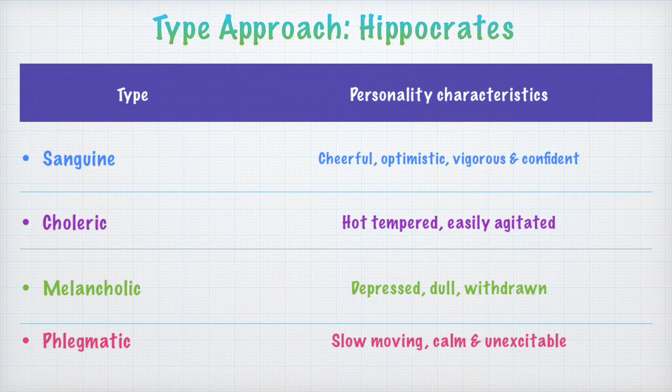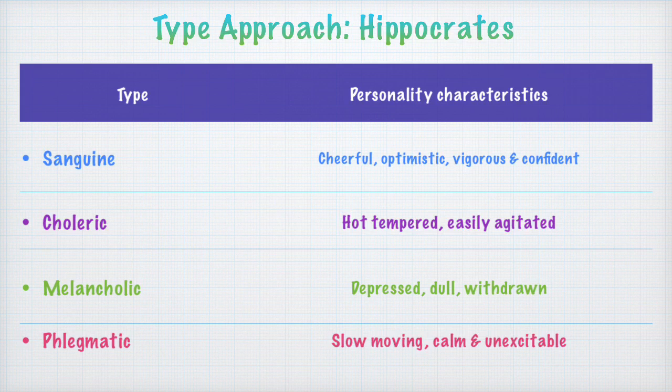The second type is choleric, which is characterized by a personality which is hot-tempered or easily agitated. The third type is melancholic, which is characterized by a dull, depressed and withdrawn personality. So people who are melancholic are generally dull, they don't socialize much, they are withdrawn and they are depressed or low in spirits. Coming to the fourth category, which is phlegmatic, this is characterized by a personality which is slow moving, calm and unexcitable. According to Hippocrates, people high on a body fluid called phlegm belong to the phlegmatic type and they are slow moving, calm and unexcitable. So that's all about the type theory given by Hippocrates.